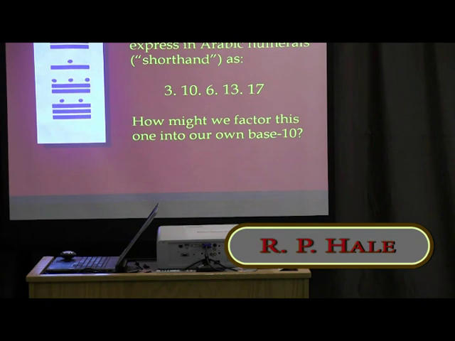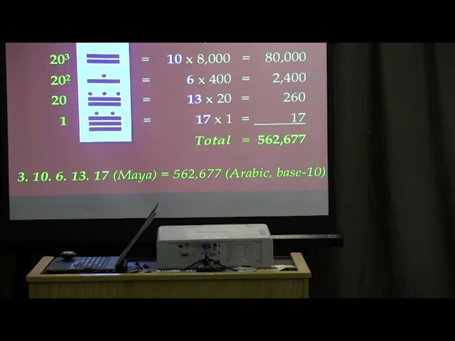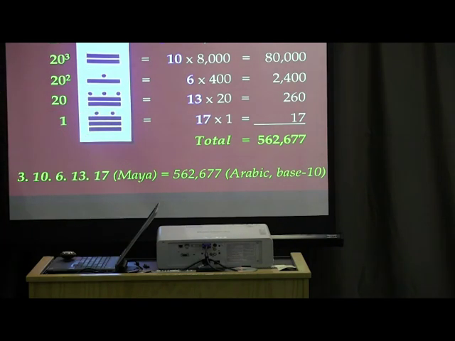And so here we have a 5-place number. We don't count on the general public getting that right off the bat, but you certainly get that, don't you? It's Arabic conversion. And so how do we factor this number into our own base 10? Well, we do it by factoring out. So if this is 1 all the way up to 20 to the 4th power, well, 3 times 20 to the 4th power plus, see how it works? So in our Arabic notation, there's the value, base 10.